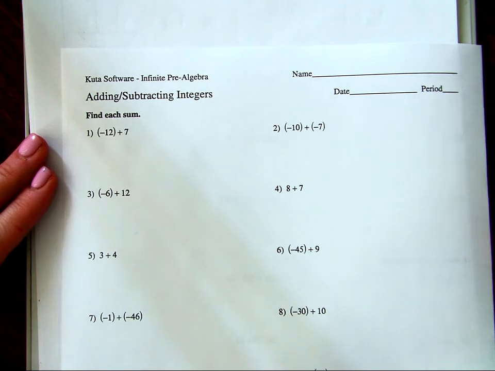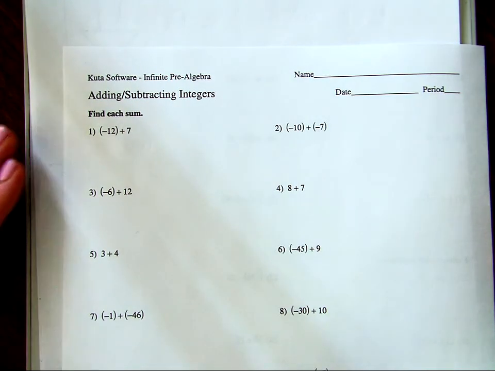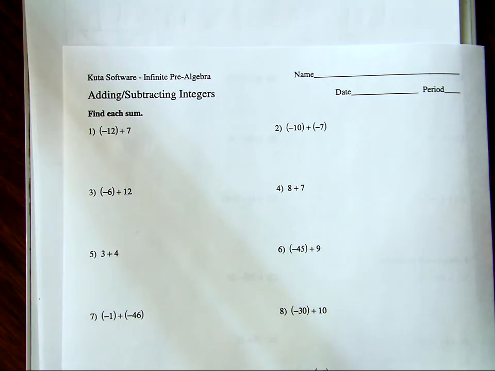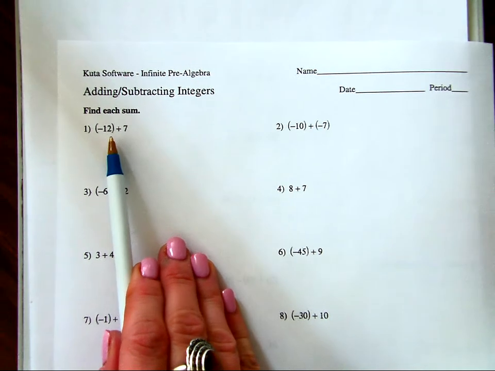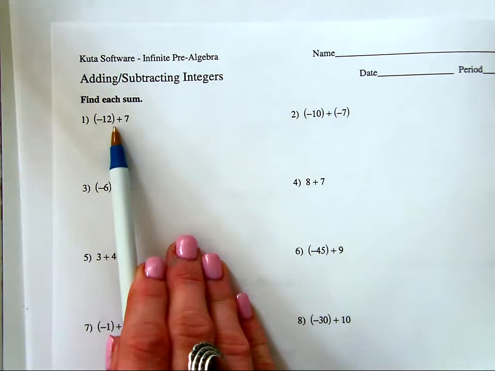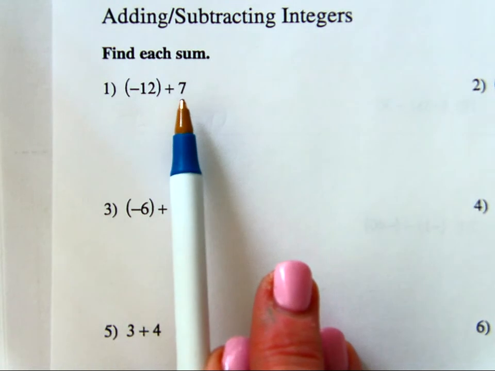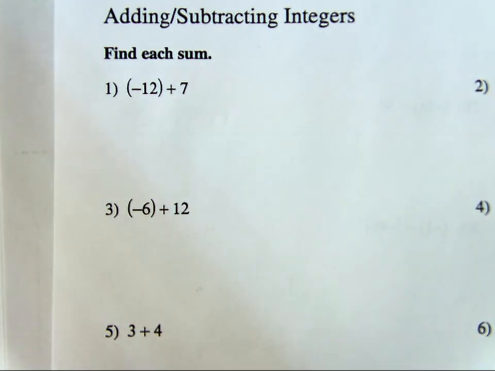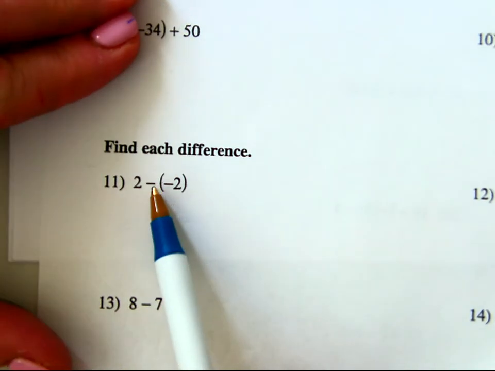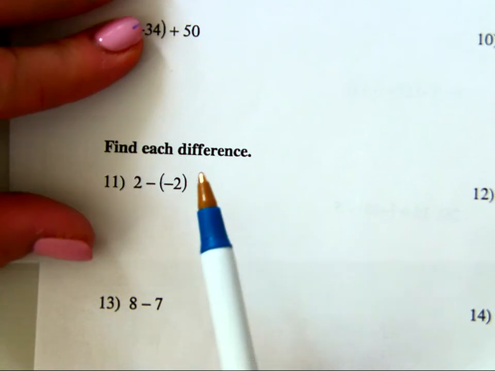So here's what you're going to see today. You're going to see these problems. And here's the deal. I could not find a sheet that didn't put the first number in parentheses. If it's first, it doesn't need parentheses, and you know that, right? So if it's a sum, write it as a difference. If it's a difference, write it as a sum. So you're kind of doing the two columns.